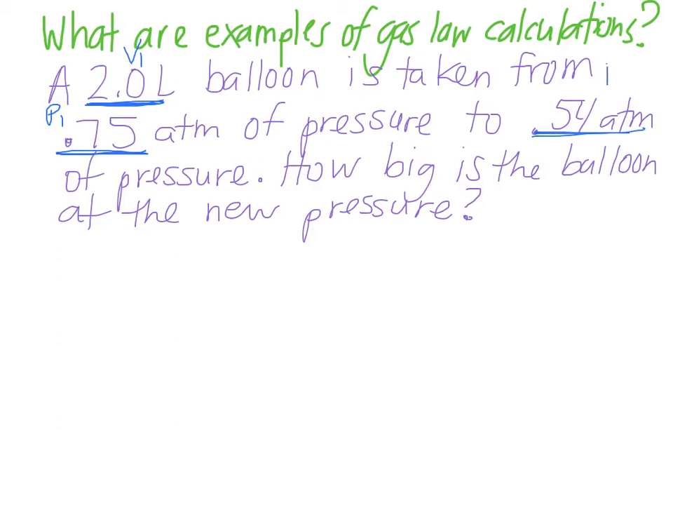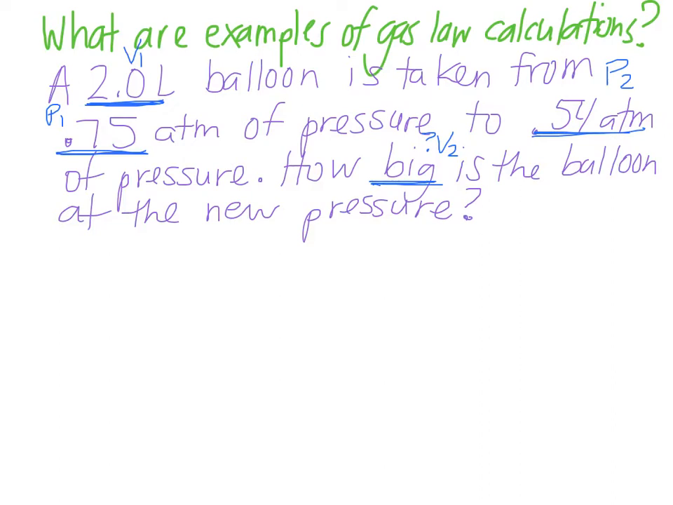So that's going to be your new pressure, P2. It wants to know how big the balloon is at the new pressure. So it wants to know the size. So that's going to be your V2. Remember, volume is how much space you take up. So we are given pressure and volume.